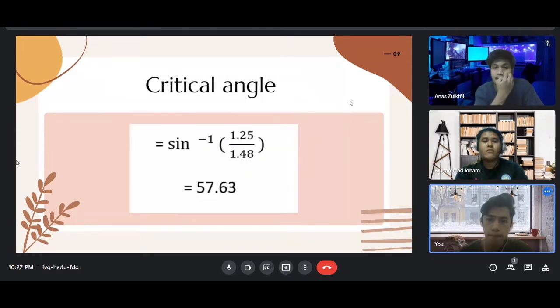Okay, next. And then we need to calculate the critical angle for the fiber optic. The formula is cosine bracket n1 divided by n2, and then we enter into the formula, which is cosine 1.25 divided by 1.48, and then the answer is 57.63 for the critical angle.